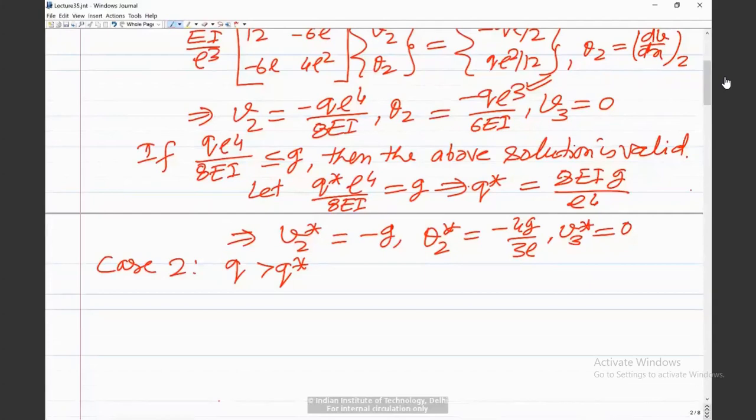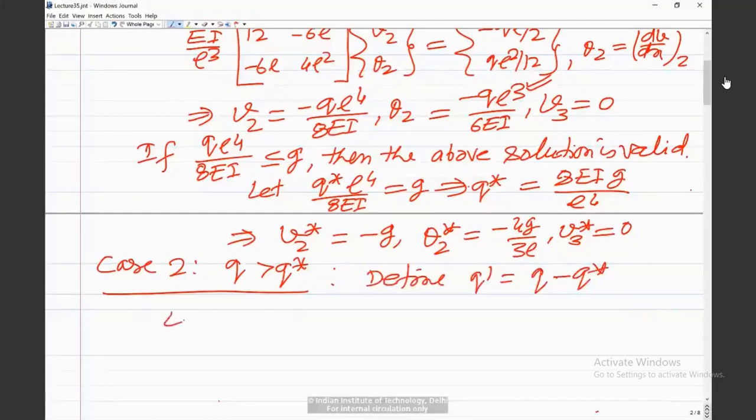Now if you look at the governing equation for this case 2, let us talk of additional load from Q star. Let us define the additional load as Q dash, and Q dash is Q minus Q star. Then the equation will be EI by L cube times the beam equation, 12, minus 6L, minus 6L and 4L square. But then additionally we have the equation for node 3, where the stiffness is capital K.